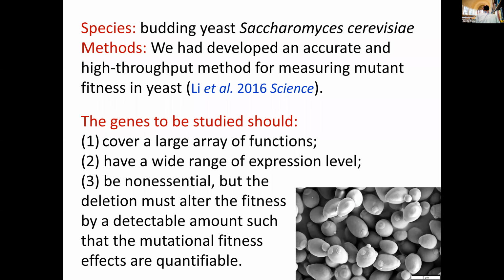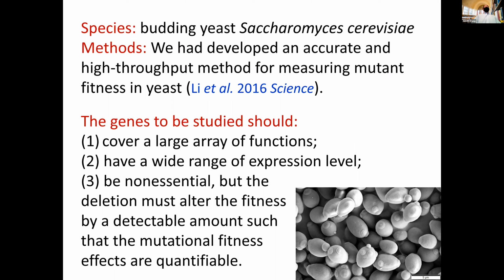So what genes should we choose? We have several criteria. First, we want our genes to cover a lot of different biological processes. Second, given that there is a strong correlation between gene expression level and the synonymous codon usage, we want our genes to cover a whole range of expression level so that we can see whether the fitness effect has anything to do with expression level of the gene.